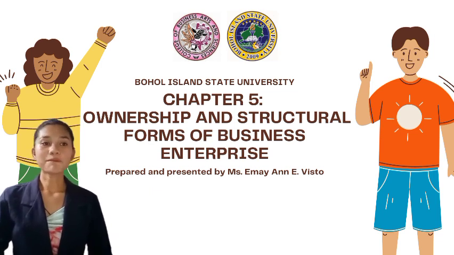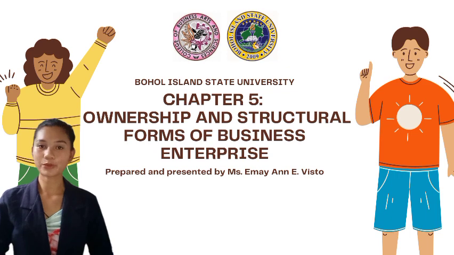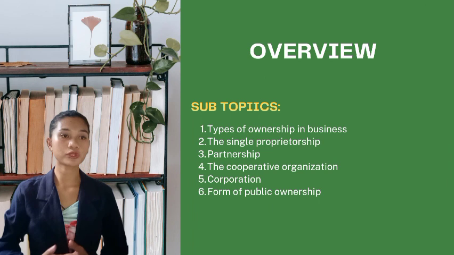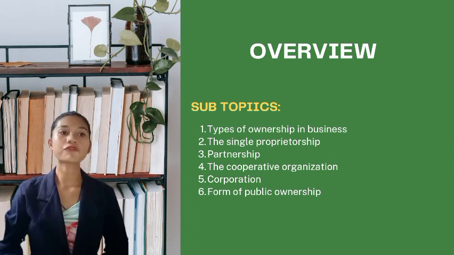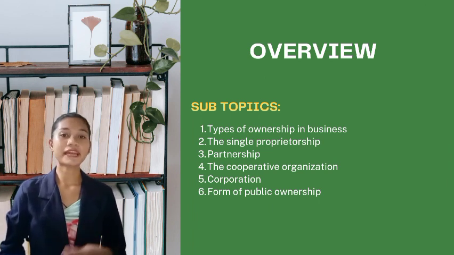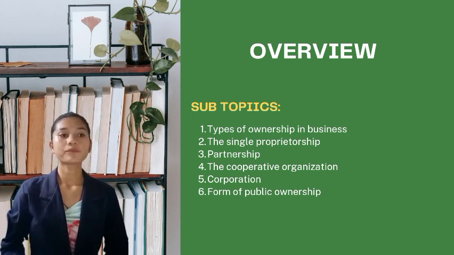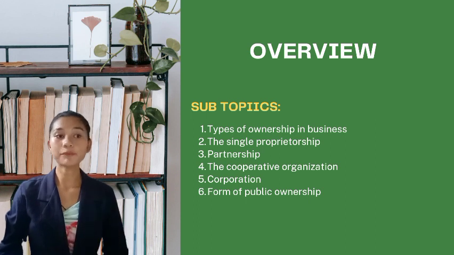Our topic for today is all about Chapter 5, Ownership and Structural Form of Business Enterprise. Here are the subtopics that I'm going to report. First is the type of ownership in business. Second is the single proprietorship. Third is the partnership. The fourth is the cooperative organization. Five is corporation. And the last is the form of public ownership.